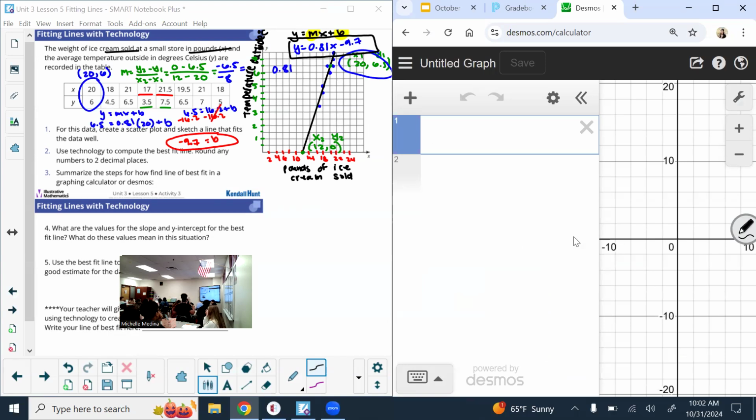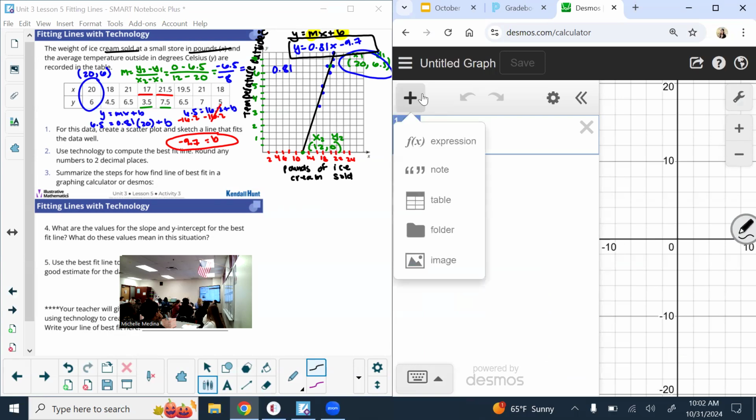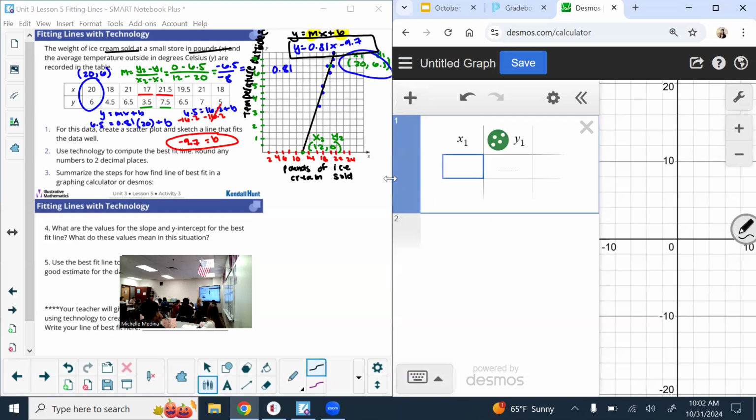For Desmos, what you have to do is add a table. So you see this plus sign? We're going to click it and hit table. And know that I can't necessarily tell you this during the test. Like I can't tell you tomorrow during the quiz. So you would have to either write down the steps. You do have room under number 3 on your paper to write down some steps.